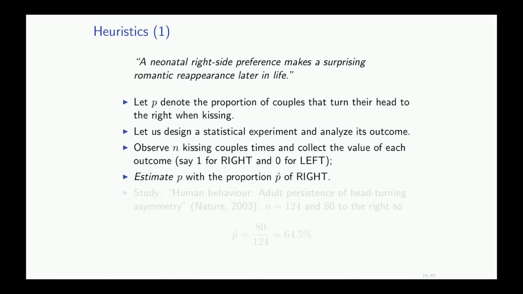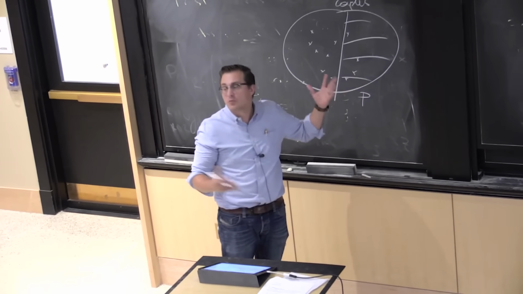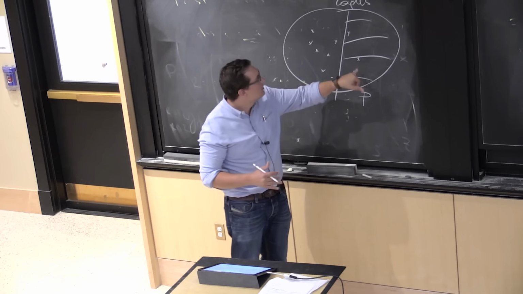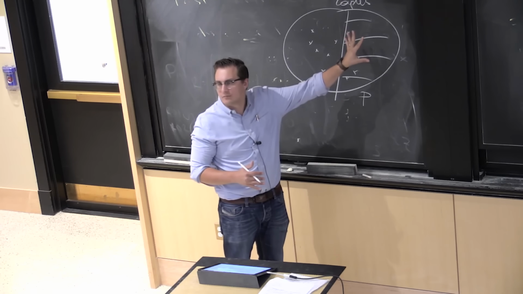And collect the value of each outcome. Okay, so we want numbers. We don't want right or left, so we're going to code them by 0 or 1 pretty naturally. And then we're going to estimate P, which is unknown, right? So P is this area, and we're going to estimate it simply by the proportion of right, so the proportion of crosses that actually fell in the right side.